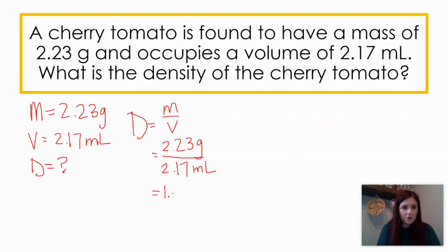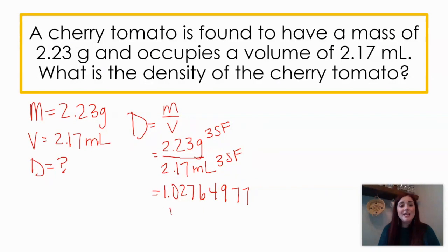We get 1.02764977. That's going to make me very anxious if you write that down. That has way too many significant figures, considering these measurements that were taken for that cherry tomato. We are dividing here. So this 2.23 has 3 significant figures, and this 2.17 also has 3 significant figures. So I want to round my answer so it also has 3 significant figures.